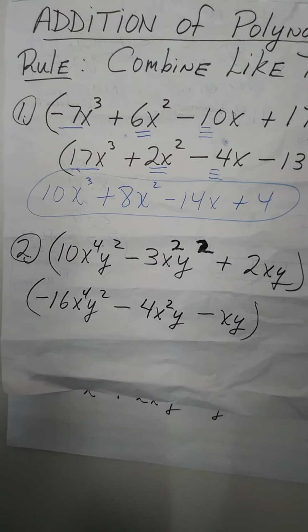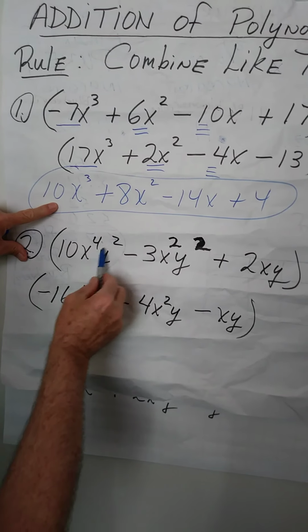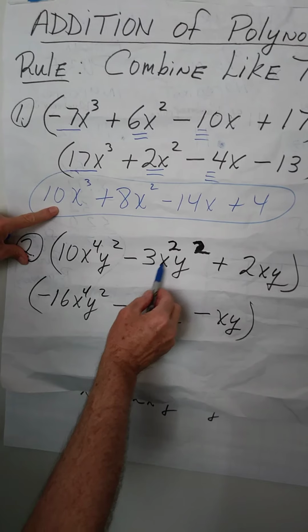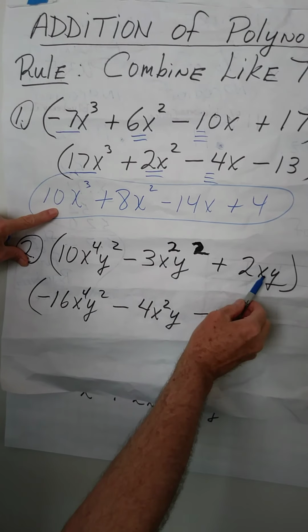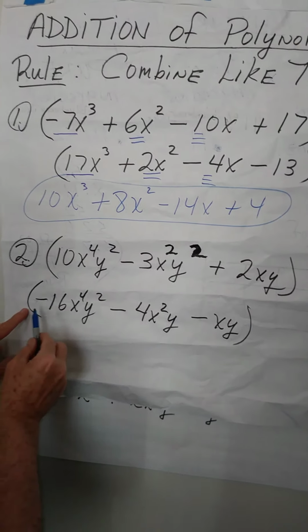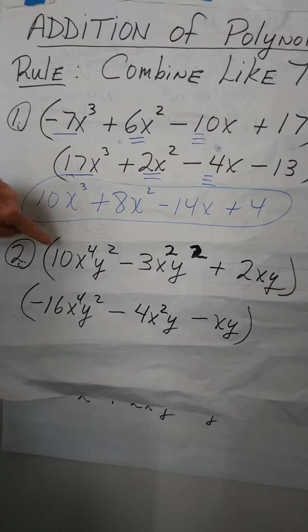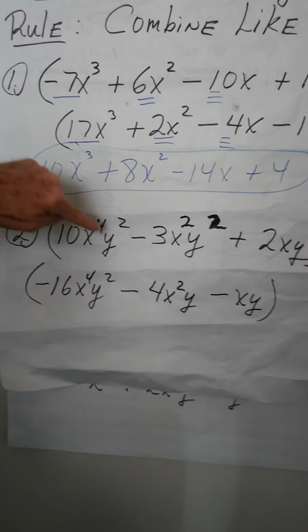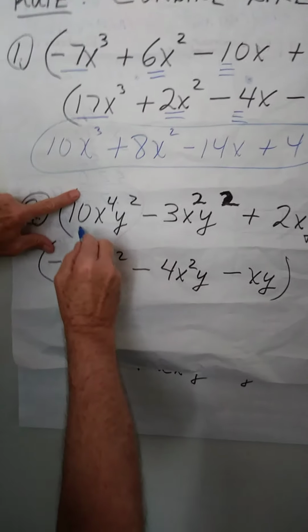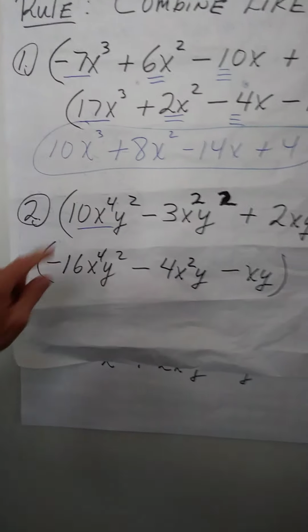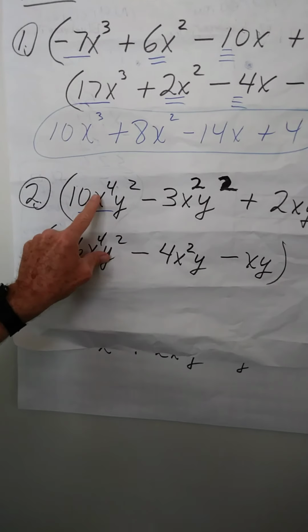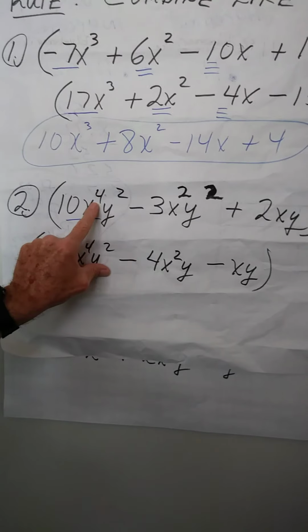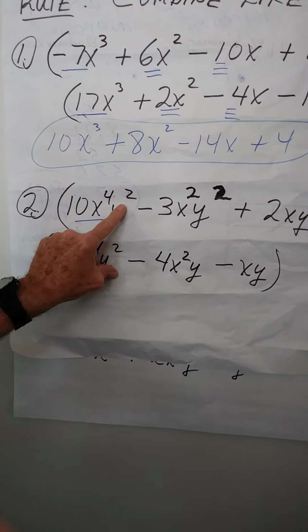One more. 10x to the fourth y squared minus 3x squared y squared plus 2xy plus this one. Let's start with him. Very careful now. Let's start with him. I'll underline him once. What am I looking for? I'm looking at my variable parts. That's an x to the fourth y squared.